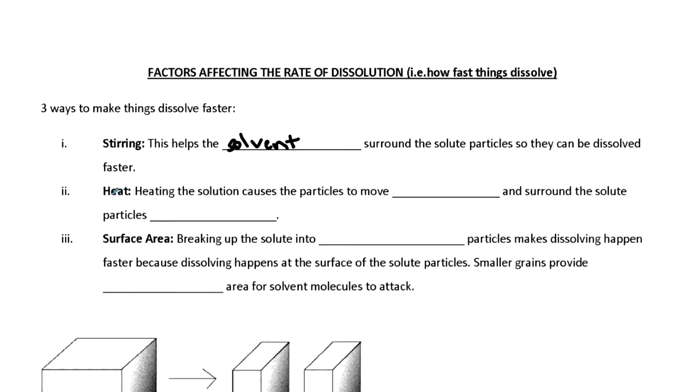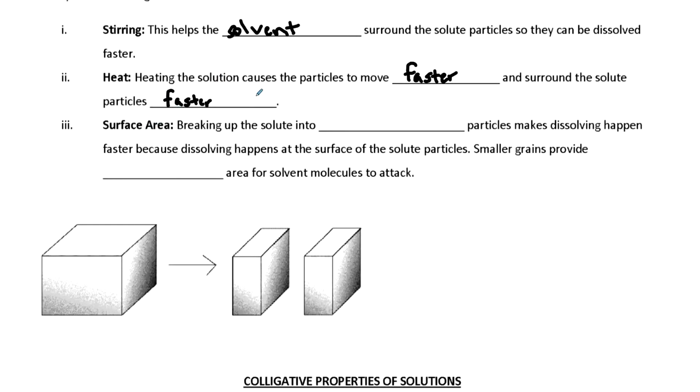The second would be heat. Again, imagine your hot cup of coffee or tea. When you have a hot or a warm solution, the particles are moving faster, right? So they have more kinetic energy when they've been heated up. Because they're moving faster, they're able to surround the solute particles faster. So you're going to dissolve that spoonful of sugar a lot more quickly in a hot cup of coffee or tea versus a cold one. And that's just because of the speed of the particles and their kinetic energy.